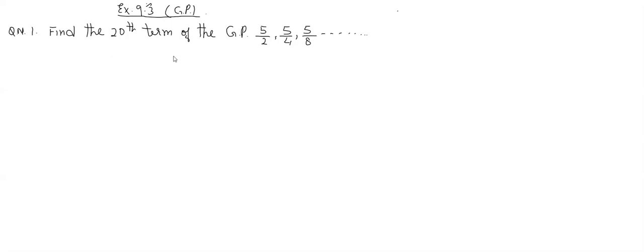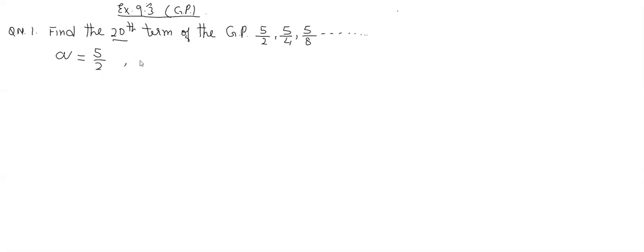Find the 20th term of the GP 5 by 2, 5 by 4, 5 by 8 and so on. Here you have to find the 20th term. So first of all, we see the first term of this GP is 5 by 2.